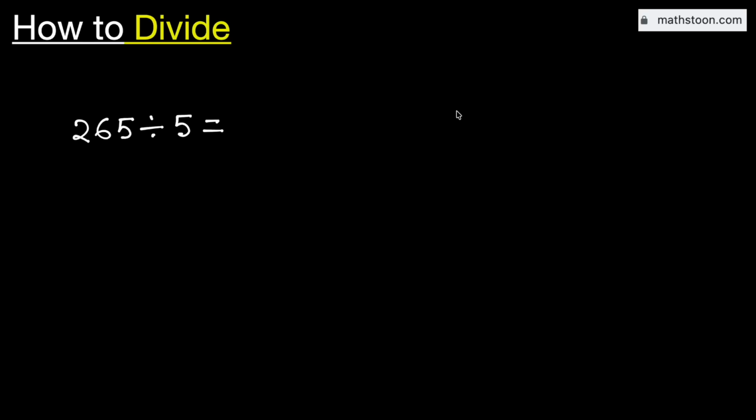In this video, let us learn how to divide the number 265 by 5 using the long division method. Consider the first digit 2. It is less than 5. That is why we will consider the number 26. We know that 5 times 5 is 25.